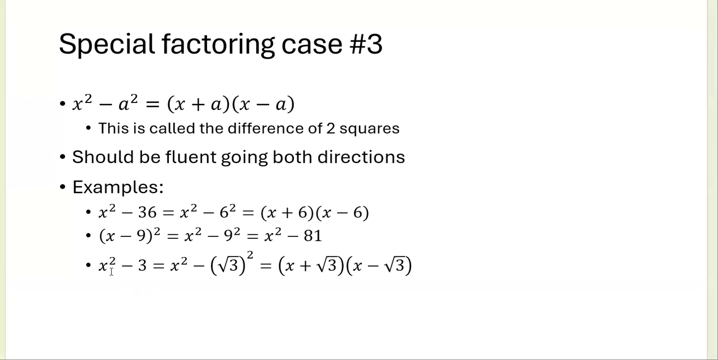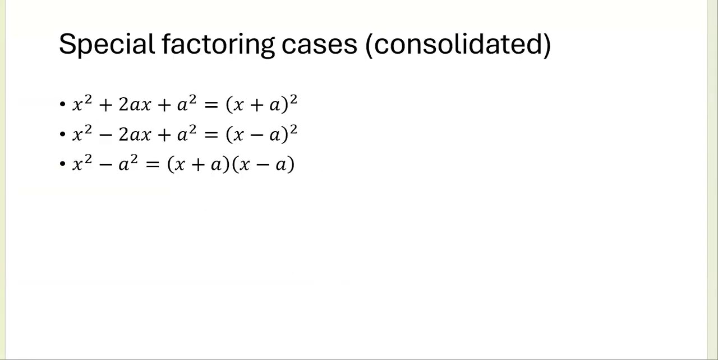Here's another example, x squared minus 3. 3 is just root 3 squared. So we can write it like this, actually. And then in factored form is x plus root 3, x minus root 3. So you can do it like this as well. It doesn't have to be nice integer numbers every single time inside this factored form. It could be radicals as well. All right. So in a nutshell, here are the 3 special cases you need to know.